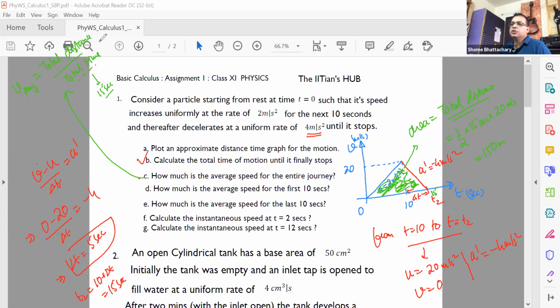So here this answer should now become 150 meters divided by 15 seconds. So it should be 10 meters per second. Okay. I'll show you a formula based method also. But since we've already drawn the graph of V versus T, I don't need to use any separate formula. I can just get the information from the graph itself. Okay, so hope this is clear.